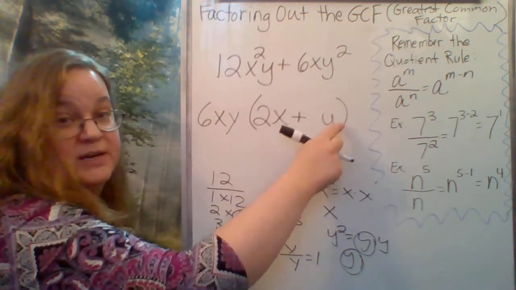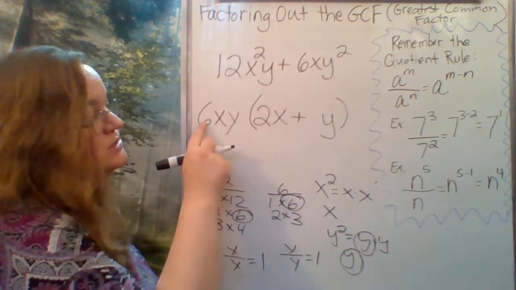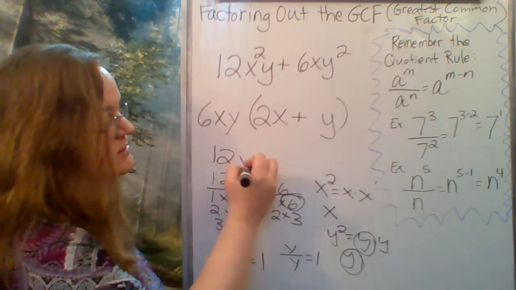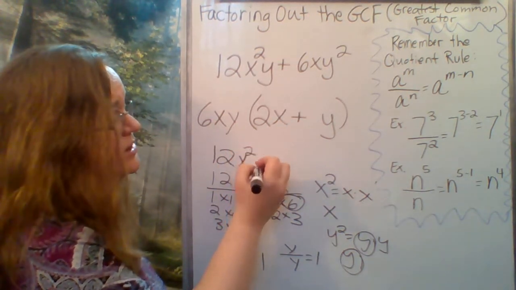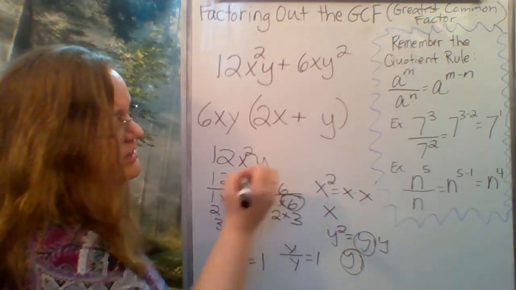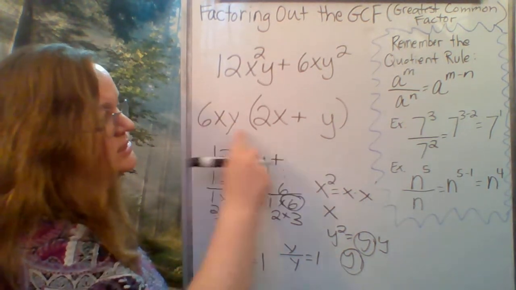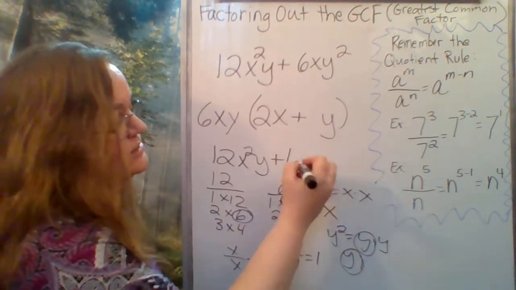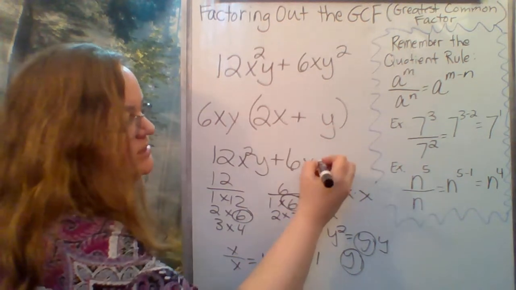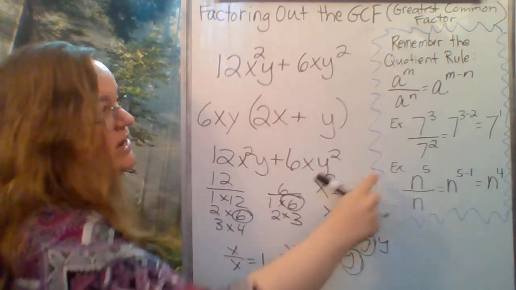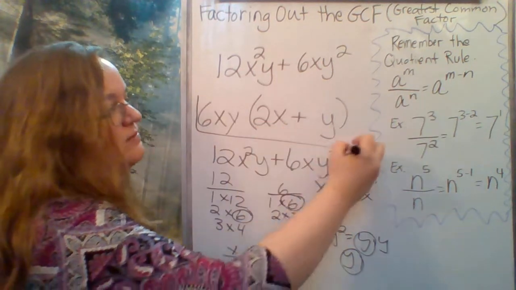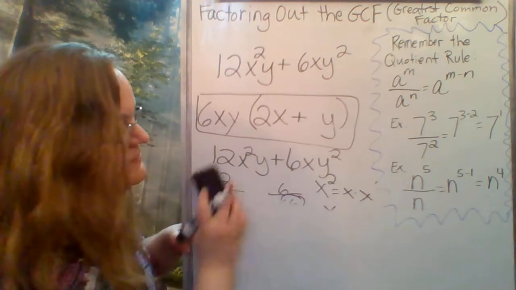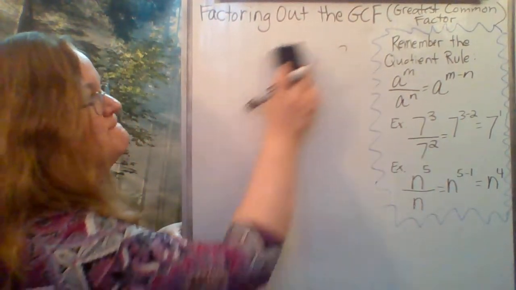If I multiplied this back out, I should end up with this. So 6 times 2, because I'm going to check my work, is 12. X times X, that's X to the first times X to the first is X squared. Y, there's not a Y to multiply by, so I just put that there, plus 6 times 1, so it's just 6. X times, there's no X, so it's just X. Y times Y is Y squared. So I end up with what I started with, so I know that I factored this correctly. Okay, let's take a look at one more example for today.